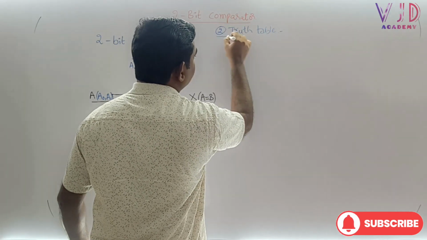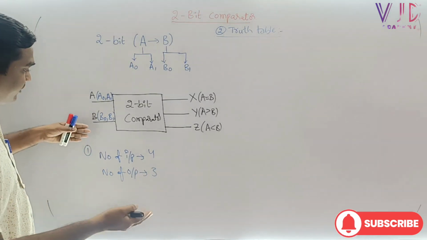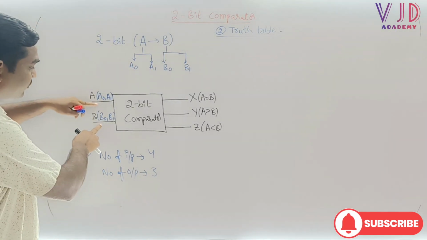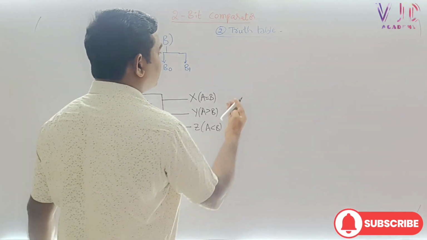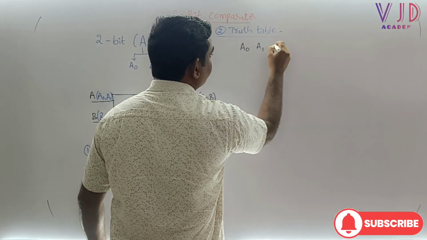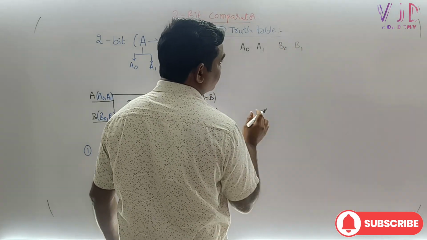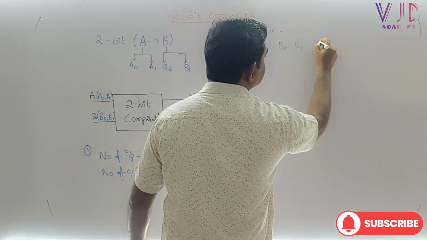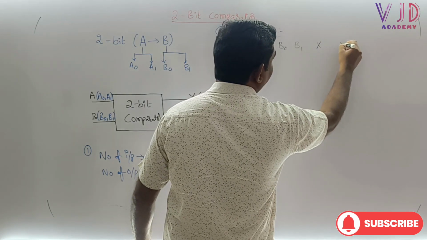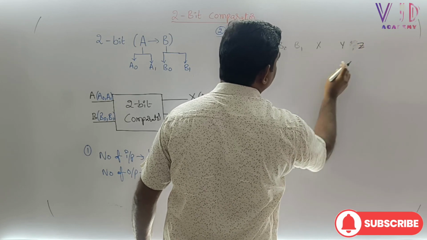Truth table I would like to draw here. Let us see. When we are drawing a truth table, we need to know the inputs and outputs. Here the inputs are basically A0, A1, and B0, B1. These are the inputs. What are the outputs? We can say X, Y and Z.